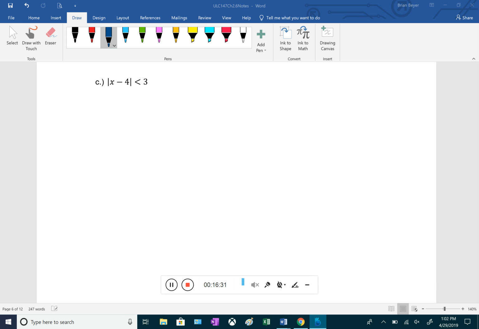So the absolute value of x minus 4 less than 3. So this time the absolute value is already isolated. So we're going to look at the inequality. It's less than. That means we're going to drop the absolute value and say that it's between the negative version of that number and the positive version of that number. So we say that x minus 4 is between negative 3 and 3.